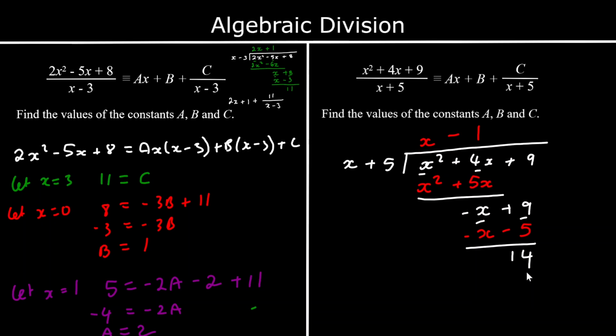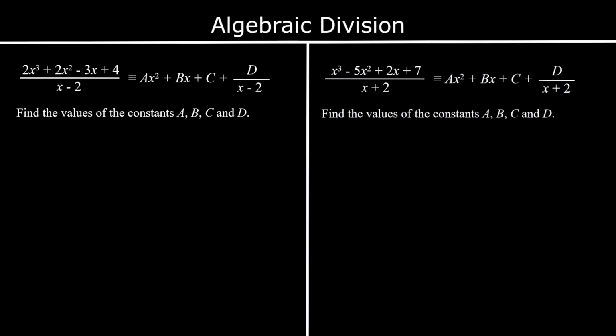So we're going to write this. The answer from the division is the bit that goes by itself. So x minus 1. Our remainder goes on top, which is 14. And the denominator stays as the denominator.